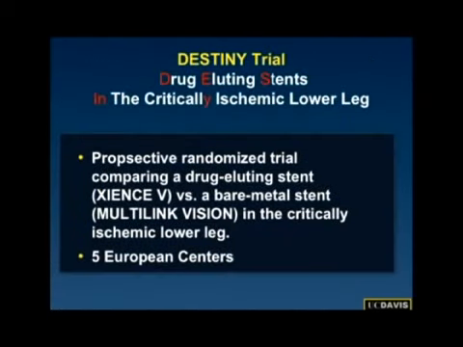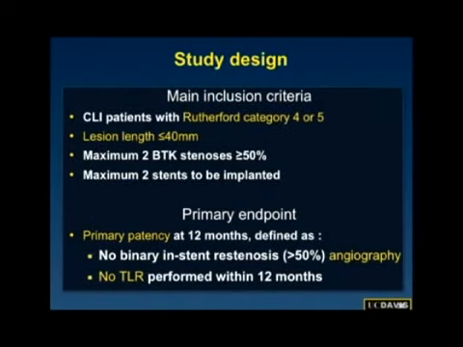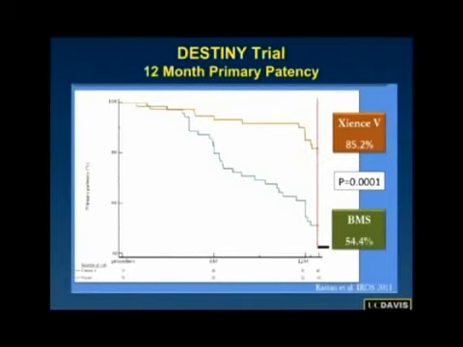We heard about the Achilles trial, which was one randomized drug-eluting trial. This is the Destiny trial. The Achilles trial looked at the Cypher stent. This looks at the Abbott Xience V stent versus the Multi-Link Vision bare metal stent in the lower limb. Five European centers, very short lesions, less than or equal to 40 millimeters. The endpoint included a binary in-stent restenosis by angiography, so no duplex here, and any target lesion revascularization performed within 12 months. Not unsurprisingly, the drug-eluting stent resulted in better primary patency at a year.